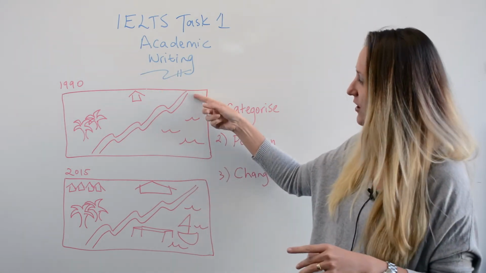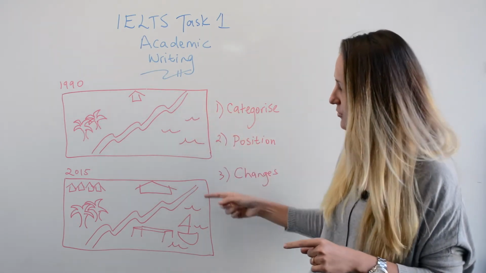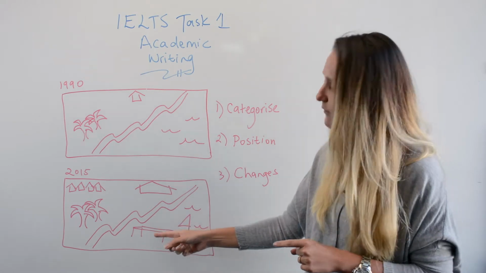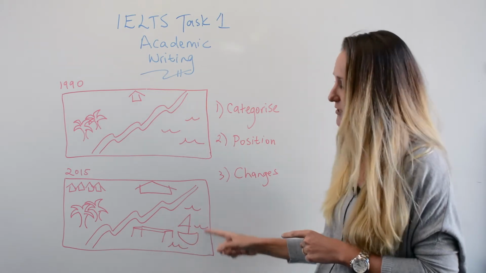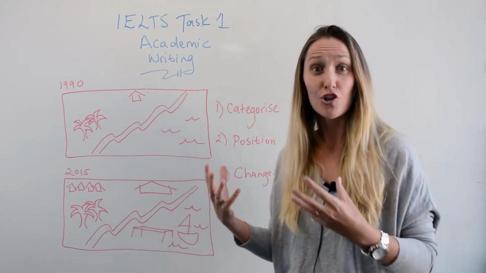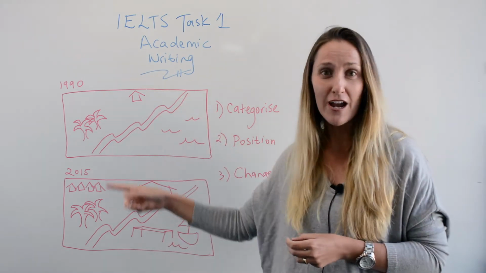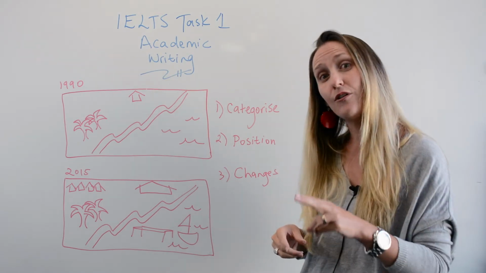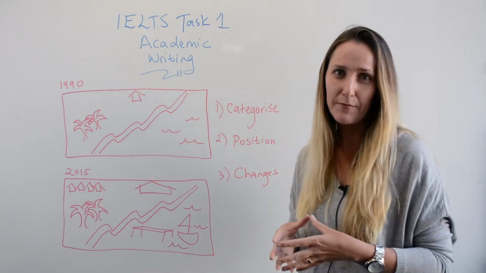If we start over here, we can see that the ocean is empty. We just have clear water. But in 2015, as we begin to work our way down, we can see a boat, and we can see a pier. So clearly, this pier has been constructed in order to dock the boats. So this is an additional change. In order to categorize this information, we can say that over this period of time, there have been 3 significant changes, but there are 2 similarities. And this can be our overall statement that we would include in paragraph 1.